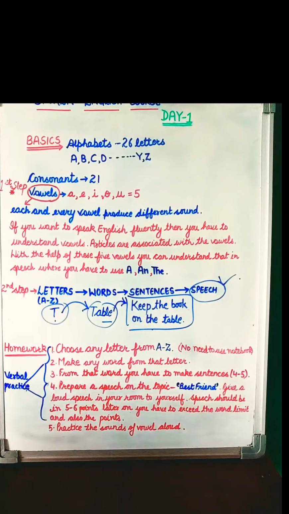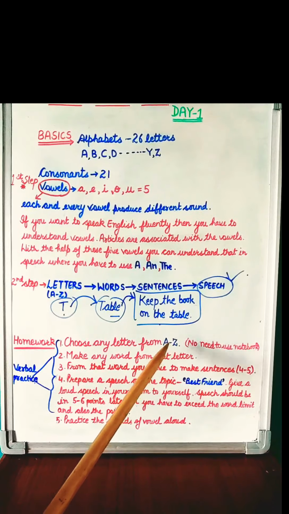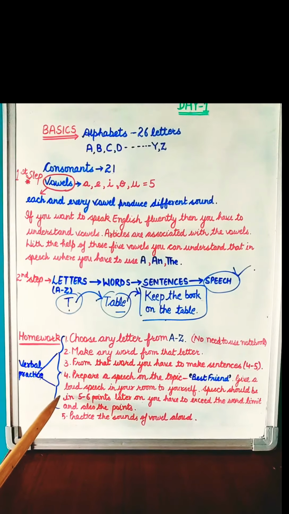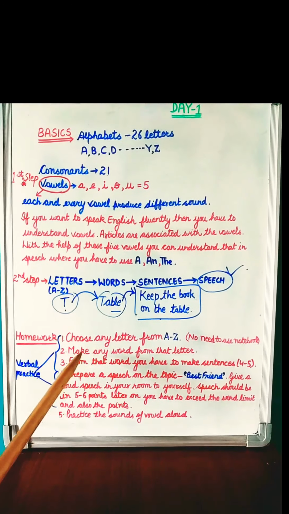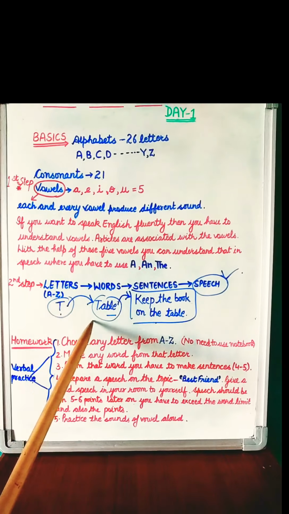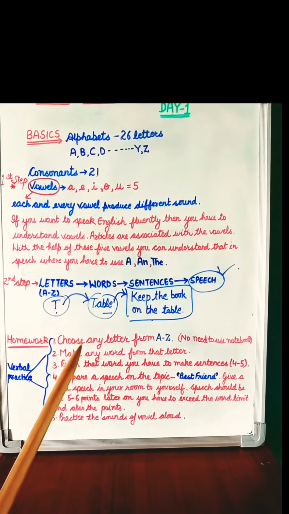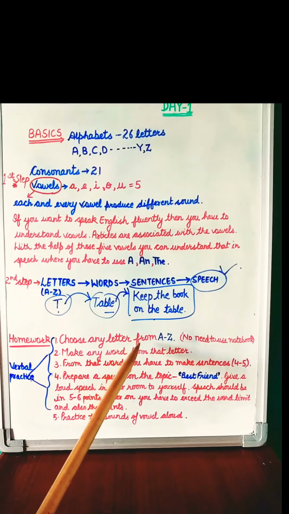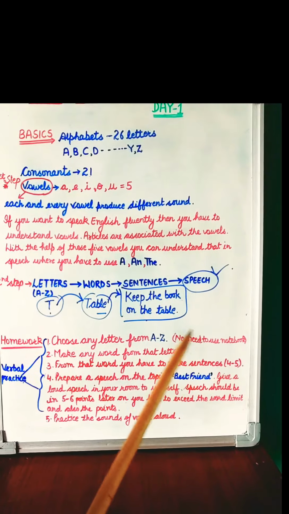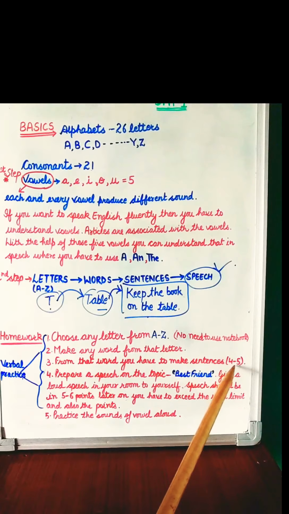So this is your homework: you have to choose any letter from A to Z. Keep in mind that there is no need to use any notebook. You have to do verbal practice of this aloud in your room and make a word from that letter. Likewise, as I have shown you earlier, I have taken a letter, made a word from it, and then a sentence. So you have to choose any letter from A to Z, make a word from that letter, and from that word make sentences. Make sure that you make 4 to 5 sentences. Here I have made only one sentence, but you have to make 4 to 5.